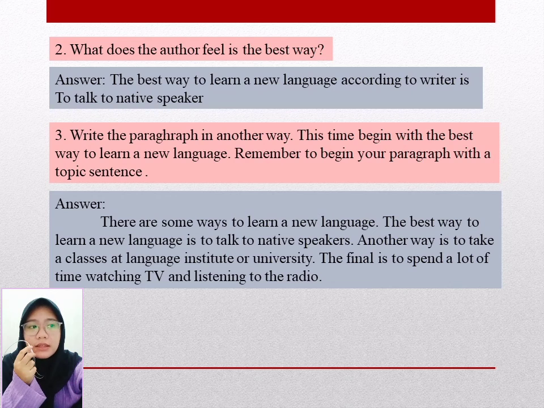This time begin with the best way to learn a new language. Remember to begin your paragraph with a topic sentence. So my paragraph in another way is: there are some ways to learn a new language. The best way to learn a new language is to talk to native speakers. Another way is to take classes at a language institute or university. The final is to spend a lot of time watching TV and listening to the radio.